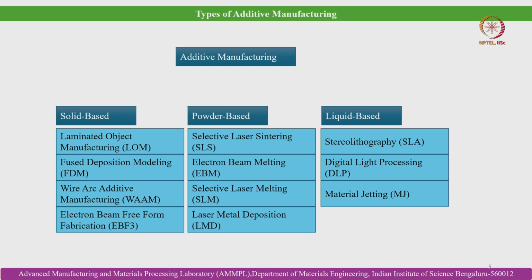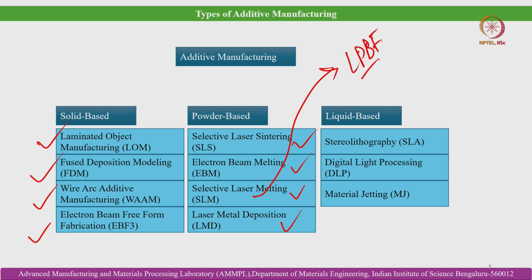Under solid based AM, the subcategories or different techniques are laminated object manufacturing (LOM), fused deposition modeling, wire arc additive manufacturing, and electron beam freeform fabrication. Whereas in case of powder based, the key techniques are selective laser sintering, electron beam melting, selective laser melting, and also laser metal deposition. Selective laser melting can also be called LPBF, laser powder bed fusion.